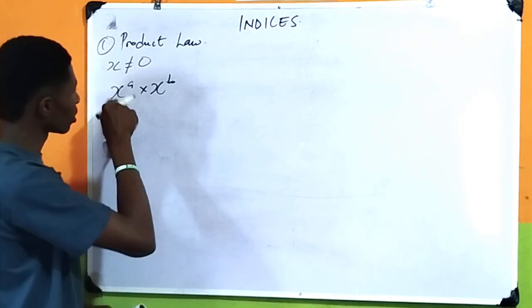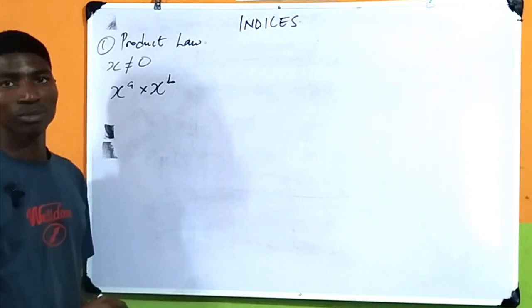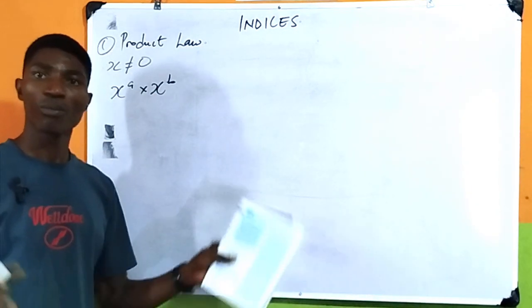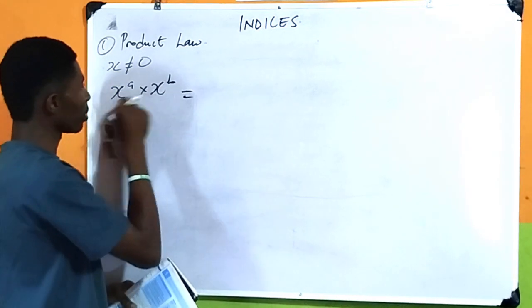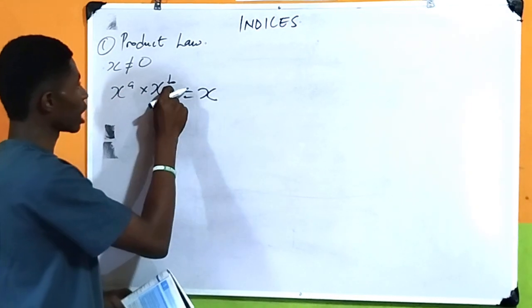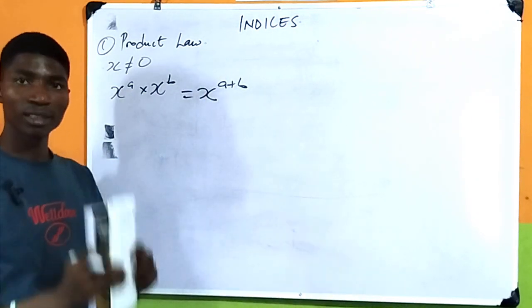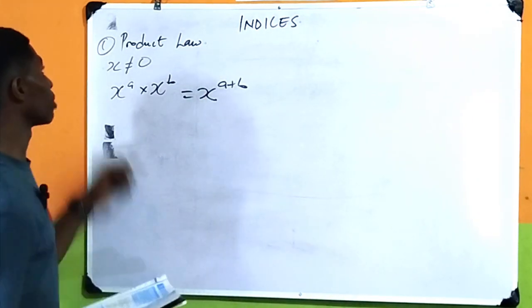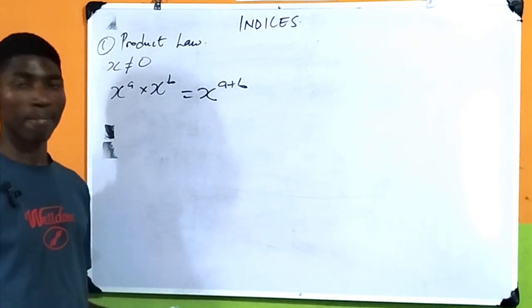The base here is what? It is x, and the base here is what? It is x. They are the same. So when multiplying similar bases, we sum up their exponents. So these are the exponents a and b. These are similar, so x, the exponent is what? A plus b. This is the product law or the multiplicative law of indices.